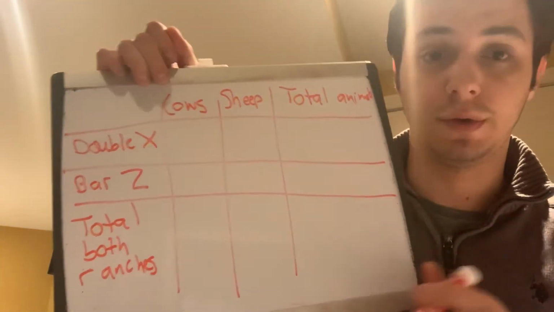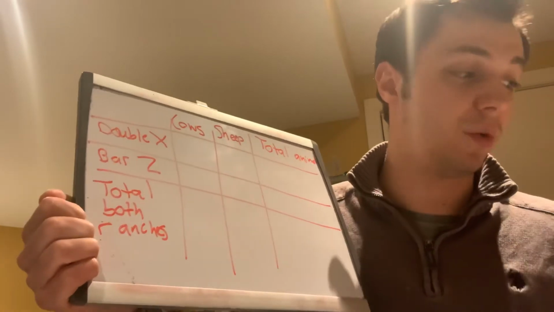So what I'm going to do is quickly draw in the table. So we have Double X Ranch. Then we have our Bar Z Ranch. And then we have our total for both ranches. Then we have the number of cows, the number of sheep, and the total number of animals. Right, so this is the chart you guys have in front of you. Notice that none of the numbers are filled in.